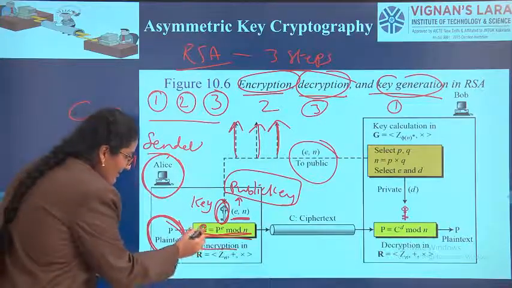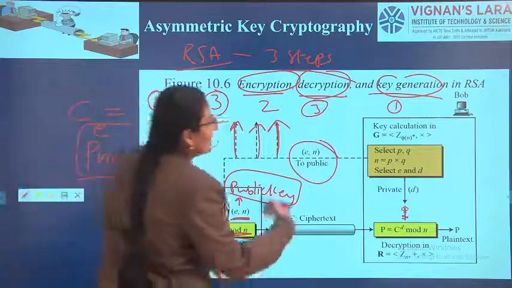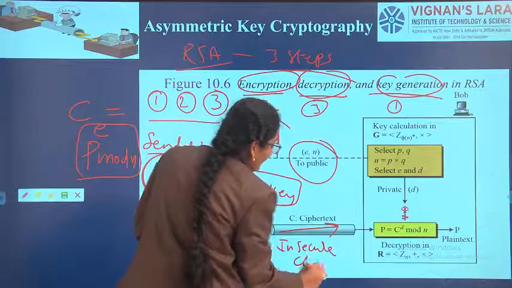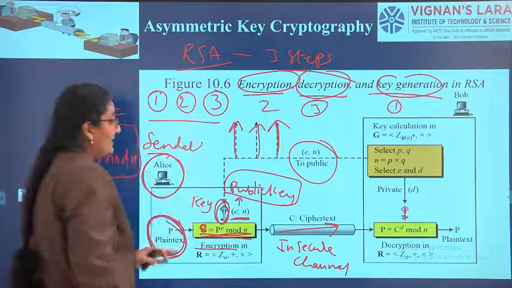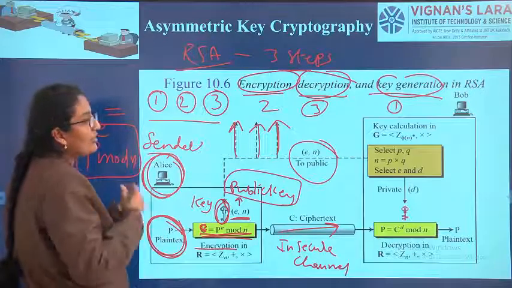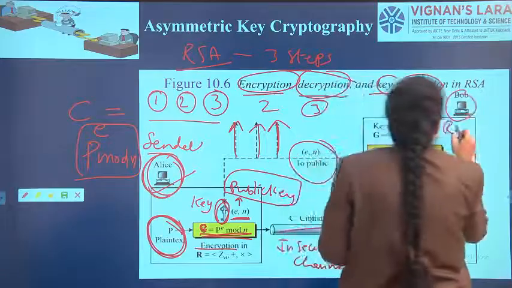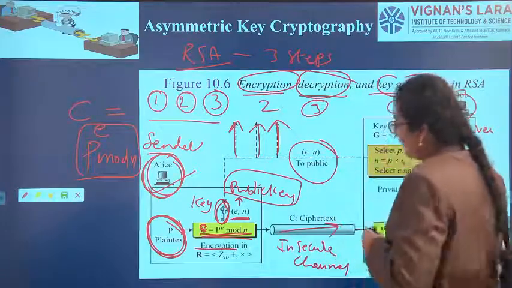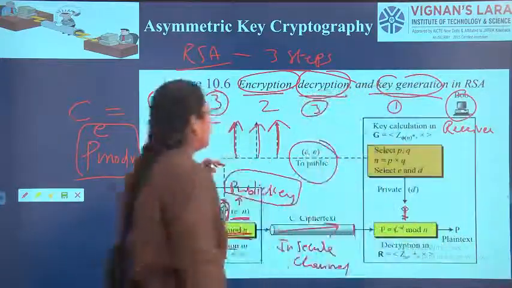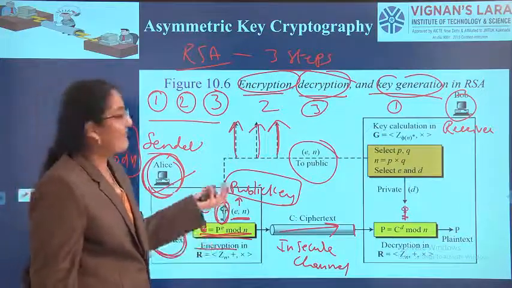So once the ciphertext is obtained by this formula, P power E mod N, this ciphertext is given to the receiver. See here, it is an insecure channel. You cannot say that the channel the sender and receiver are talking on will always be secure. Ellis is the sender, obviously Bob is the receiver. Ellis and Bob want to communicate. That communicating channel need not always be secure.